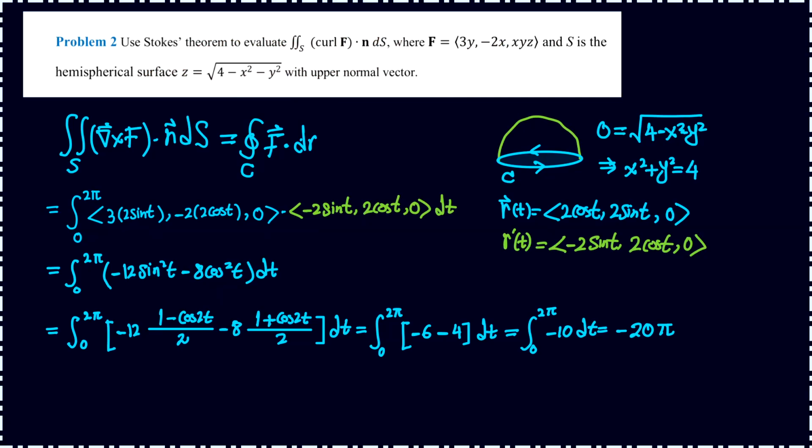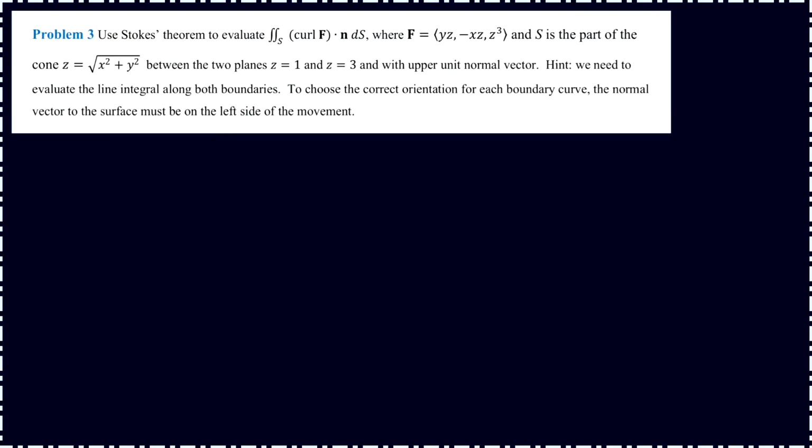But the line integral here is negative 20 pi, which means that the vector field is doing negative work, meaning that if the particle is moving counterclockwise on that curve, it's going against the vector field. All right, let's look at this problem.